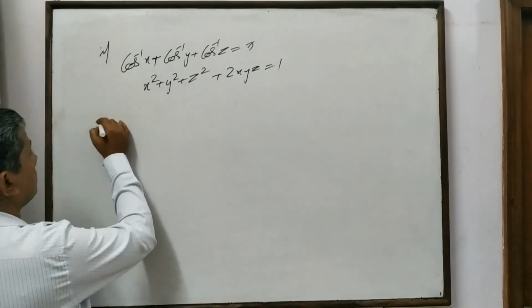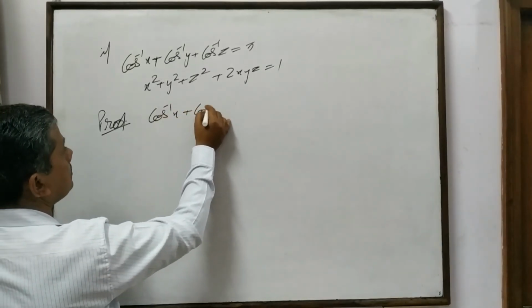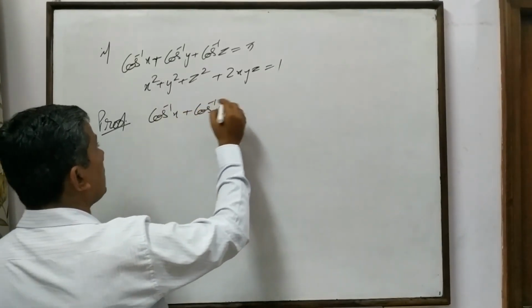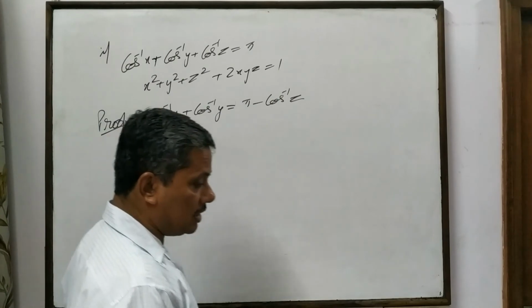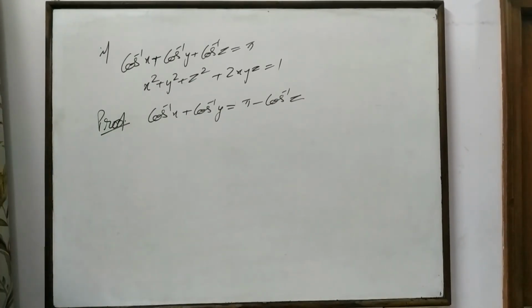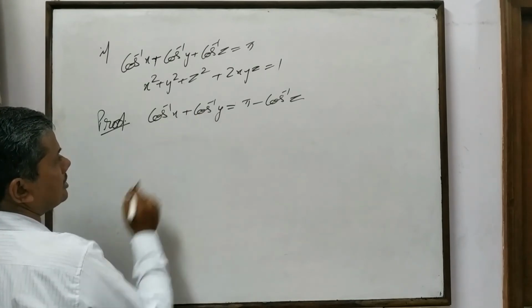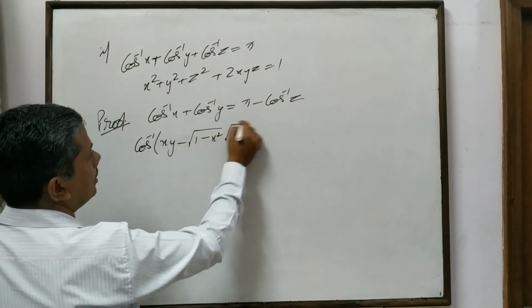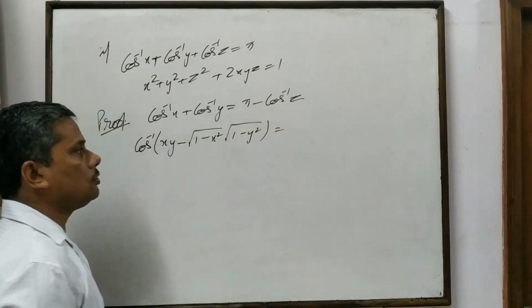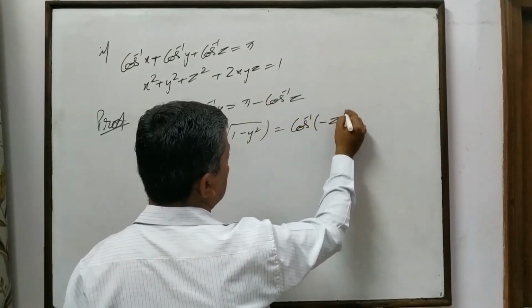Now to prove this thing, we are given cos inverse x plus cos inverse y is equal to pi minus cos inverse z. We can write like this. Now pi minus cos inverse z is cos inverse minus z. On the left hand side, cos inverse x plus cos inverse y, the formula is cos inverse of xy minus under root 1 minus x square into under root 1 minus y square, is equal to pi minus cos inverse z. So the formula is cos inverse minus z.